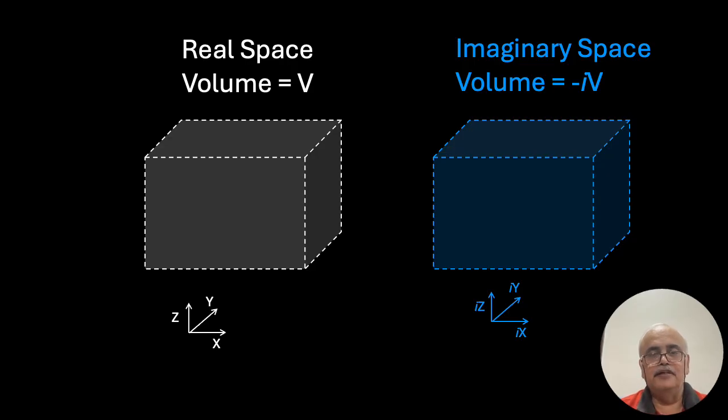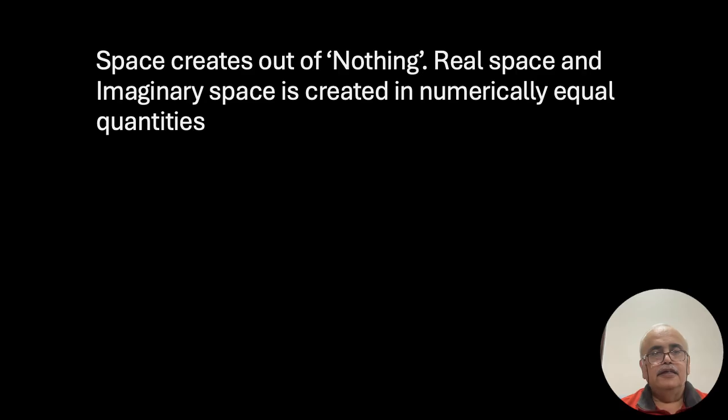You will get back your nothingness, if you want to call it that. So that's really my fundamental starting point, where I say space came out of nothing in equal quantities of real and imaginary volumes, and if you square those volumes and add them, they give you back nothing, which is zero or shunya.